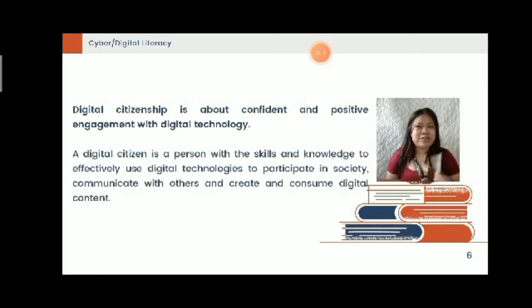So, a good digital citizen knows how to effectively use digital technologies to communicate with others or participate in society, and create and consume digital content in a safe and responsible manner.